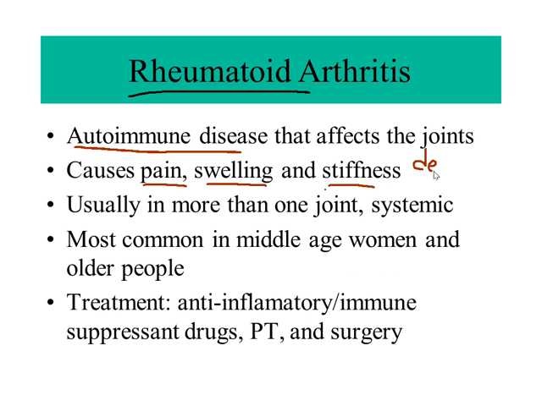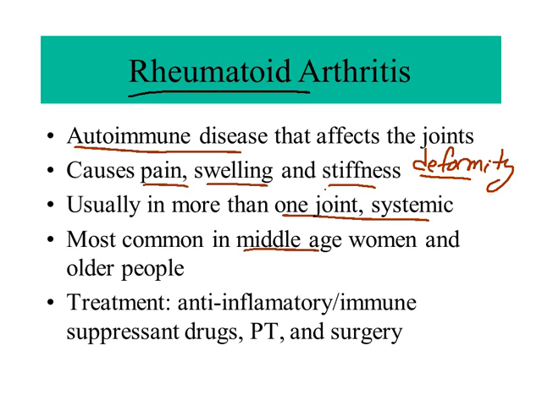Have you ever seen someone with rheumatoid arthritis of the hands, and their hands are almost curled, and the joints look really large and gnarly? So it can cause those joints to become deformed. Again, it's usually in more than one joint. It's usually systemic. So if you have rheumatoid arthritis, it may be in your hands, your feet, your hips, your elbow. Common in middle-aged women. Treatments are anti-inflammatory and immune suppressors, physical therapy, and surgery.